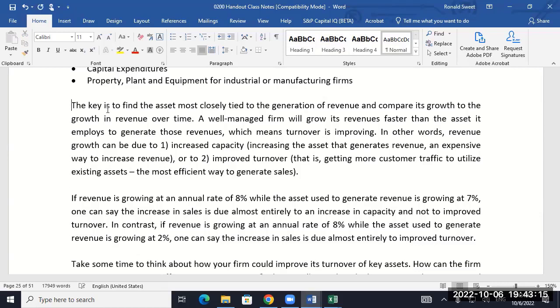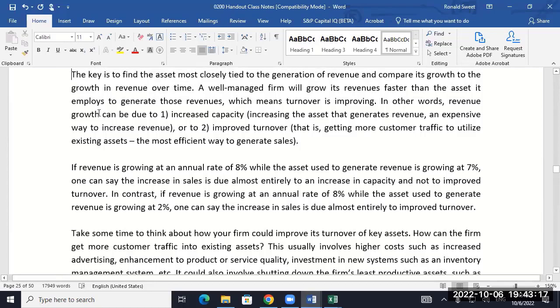So asset turnover to me, margins are where you cut your costs, those kinds of things. Turnover is where you get the most creative management. And that's why I so love the Cinnabon example, because she's thinking financially, very clearly understands that if my revenues fall this much but my assets fall this much, that's huge for my stockholders or my owners. That's the way you want to do it. So revenue growth can be due to increased capacity or improved turnover. Turnover is what we want.